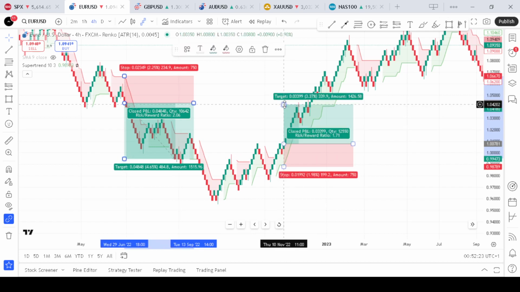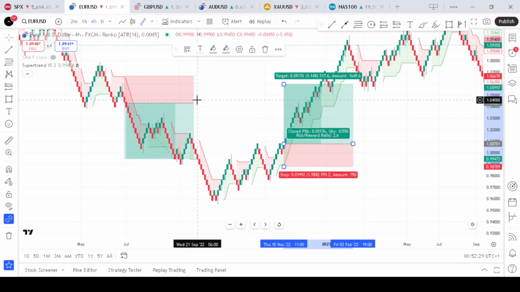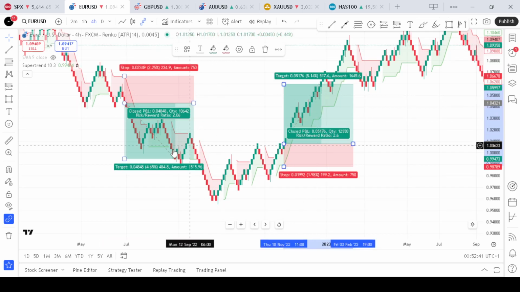While you can also use a trailing stop using the super trend line. This allows you to potentially capture large moves while still having a defined exit point. So if you do not want to use a fixed risk to reward, you can always trail your stop loss. This would also help you to capitalize on large moves while still having a defined exit point.